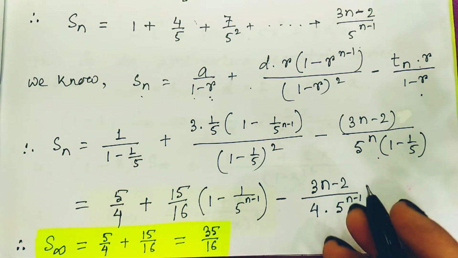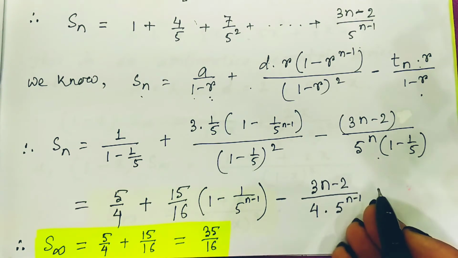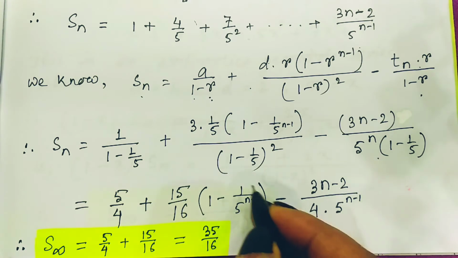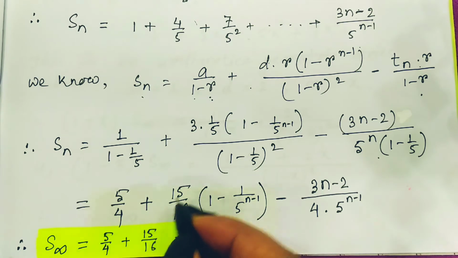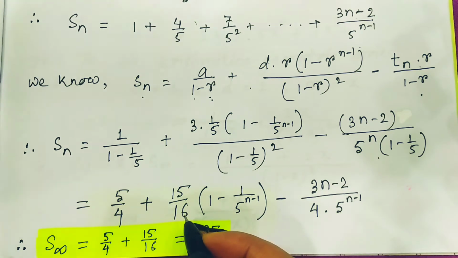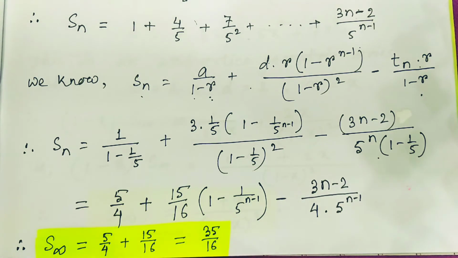If it is the infinite series, then what happens? This term vanishes. Not only that, this term also vanishes. So we will find only 5 by 4 plus 15 by 16, if there are an infinite number of terms. So S infinity should be 35 by 16. So that is your answer.